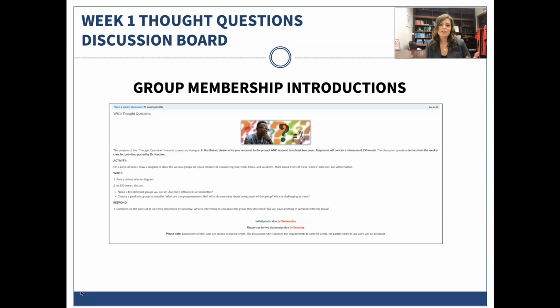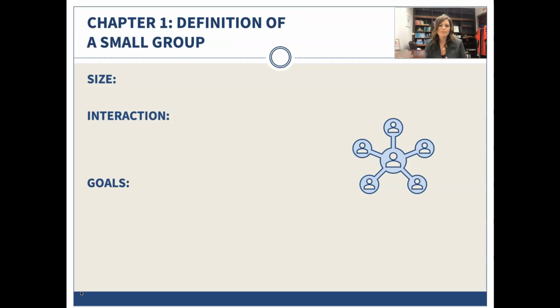And you're going to post that in about 250 words, and then you're going to comment on the posts of at least 2 of your classmates by Saturday. What's interesting to you about the group they describe? Do you have anything in common with the group? Do you have questions? That sort of thing. This is going to give us a chance to get to know each other a little bit better and to be thinking about groups.